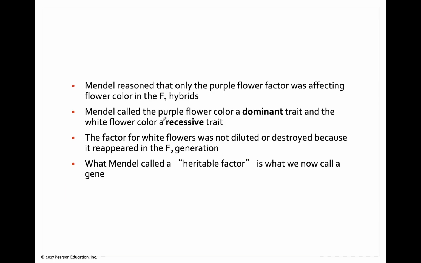So what he deduced from this is that the purple flower color was dominant, meaning that it dominated over the white. So when they were both available, purple was chosen. And the white flower color is a recessive trait, meaning that it is completely covered up by the purple when both of them are present. What he found by doing the F2 generation was that it was not diluted or destroyed. The white flowers came back as fully white flowers. So it was either purple or white. There was no mixing or blending or dilution of these traits.